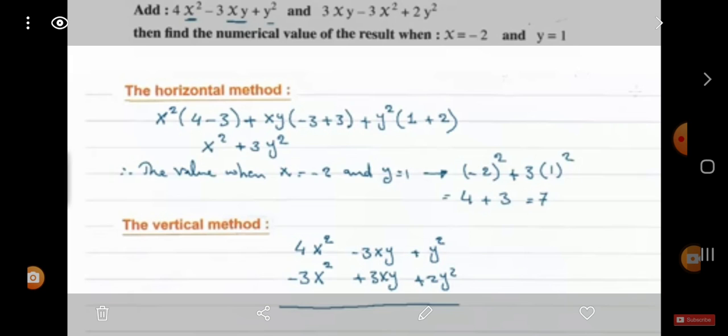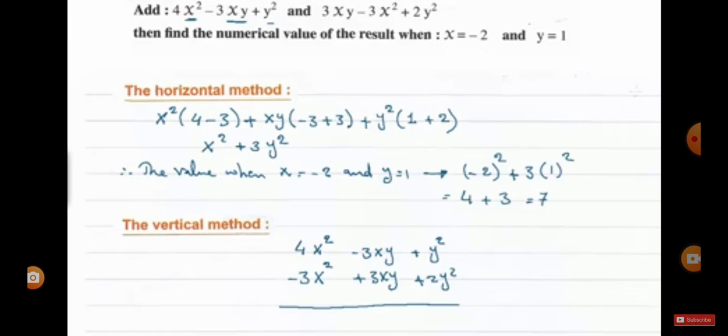I can try the other method, the vertical method, as I said: 4x power 2 negative 3xy plus y power 2, and the second expression, put x power 2 under x power 2, xy under xy, y power 2 under y power 2, then I get the same result.